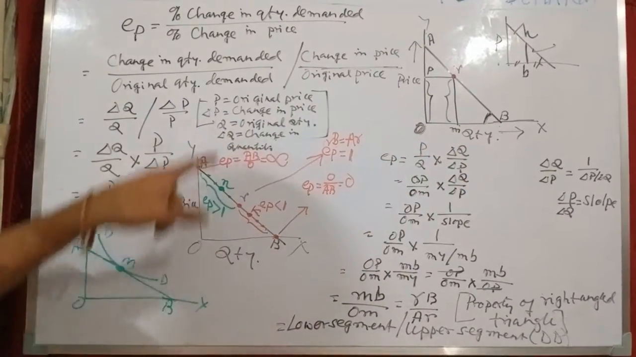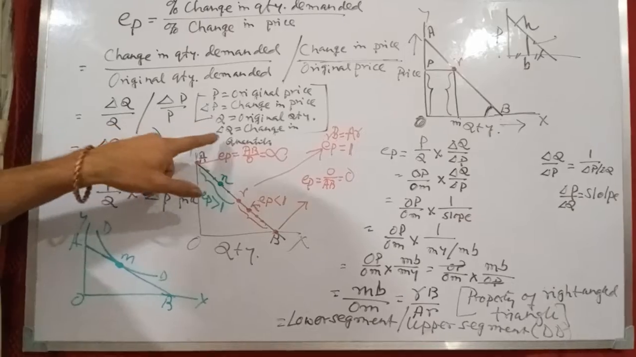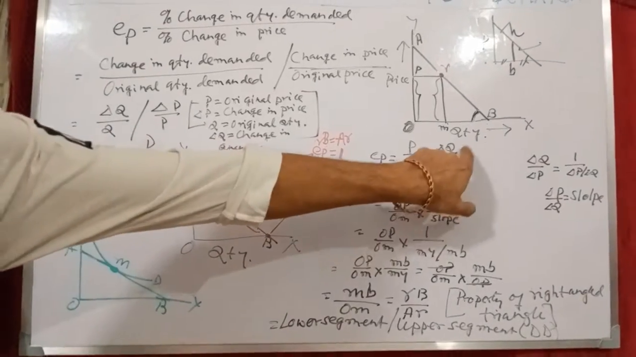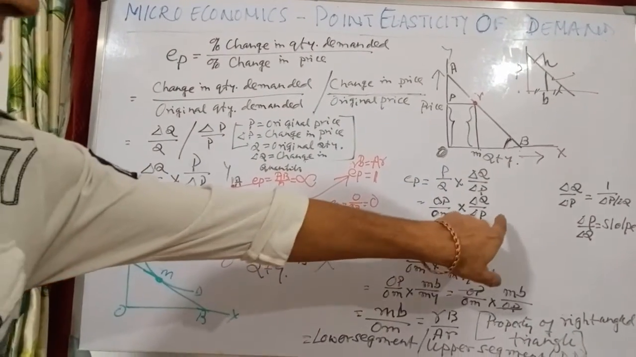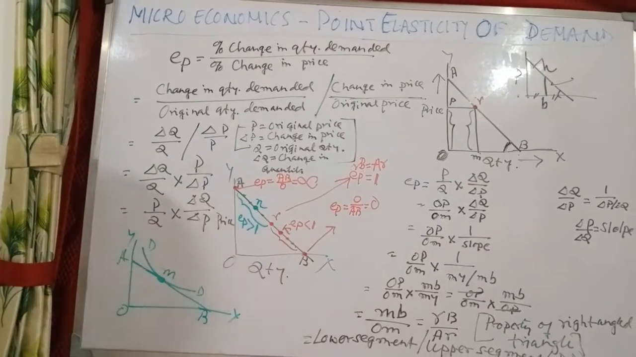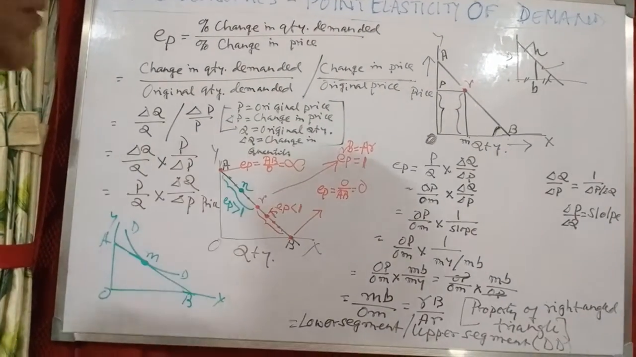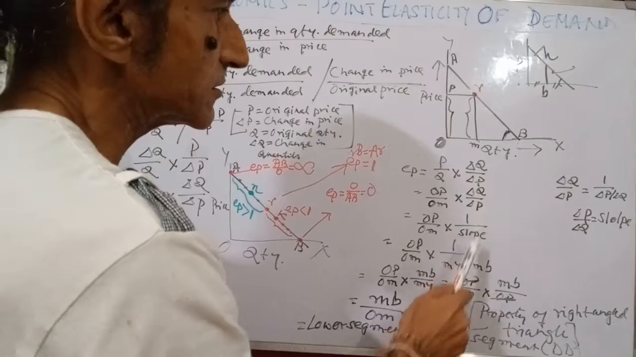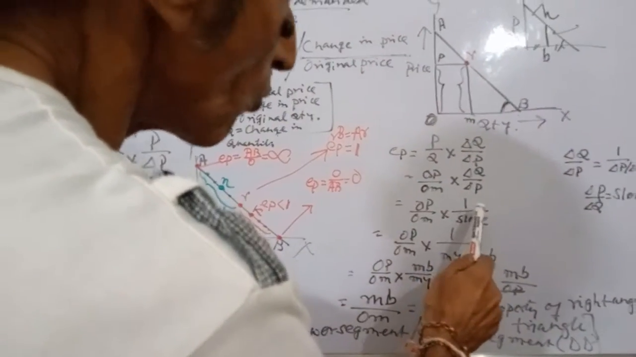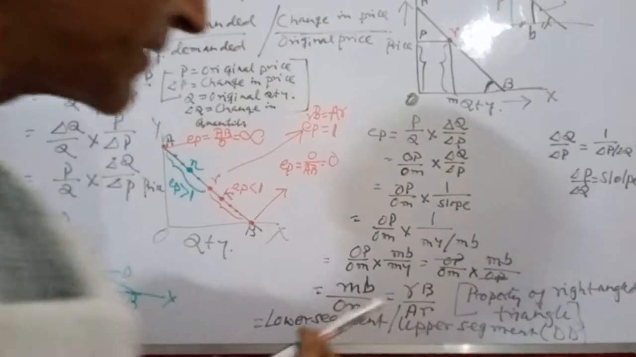Delta Q is change in quantity. Delta P is change in price. Now delta Q by delta P is 1 by slope of the demand curve.